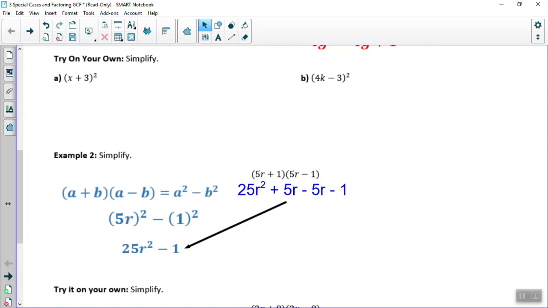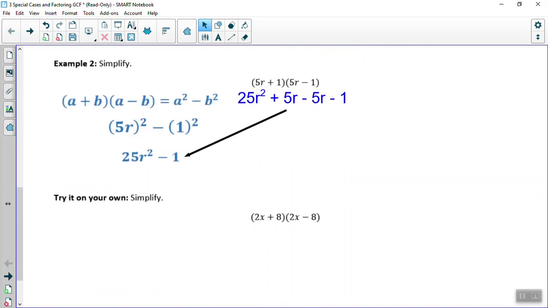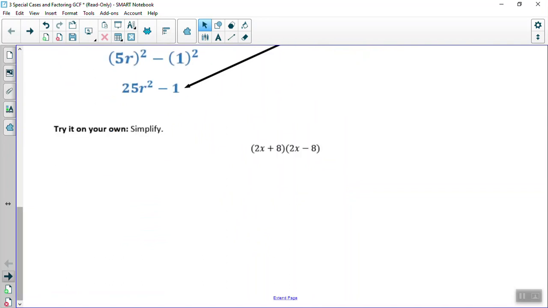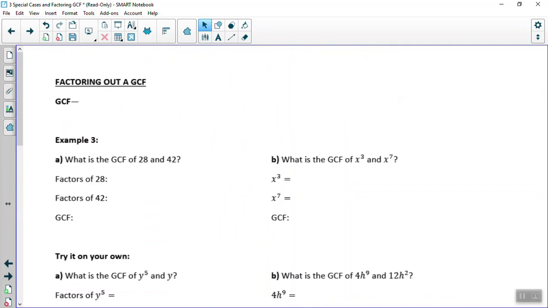Two different strategies to get the same answer. In the end, it does not matter which strategy you use, as long as you are showing some work to get to that final answer. All right, so we have another try on your own to practice working with that pattern, okay, if you so choose to. All right, now let's go into our factoring.